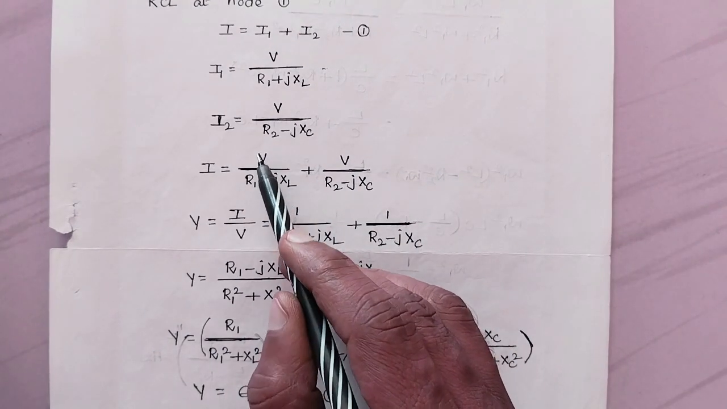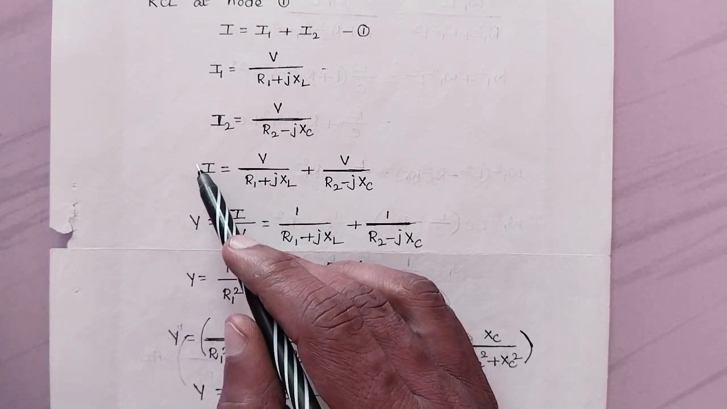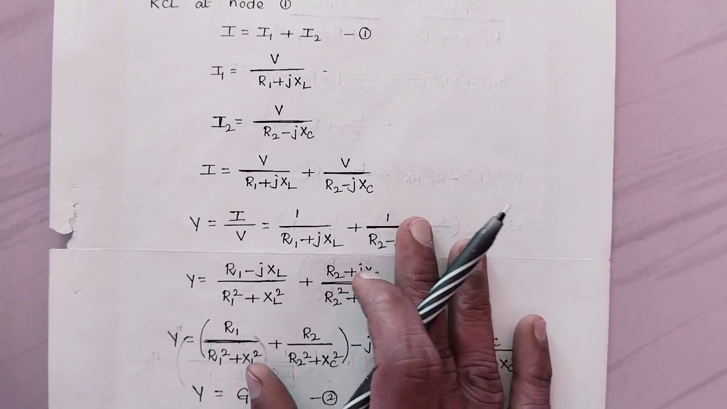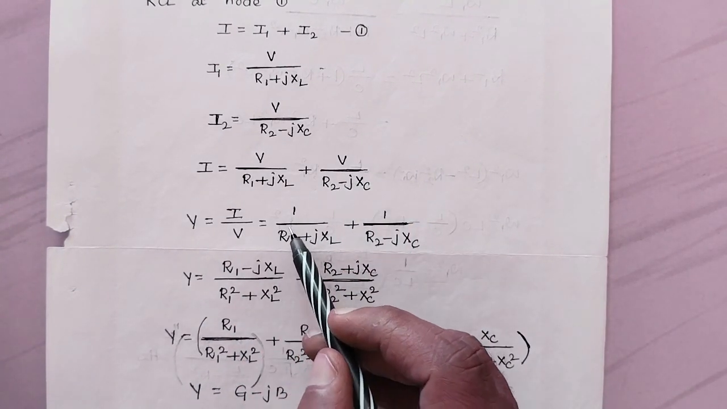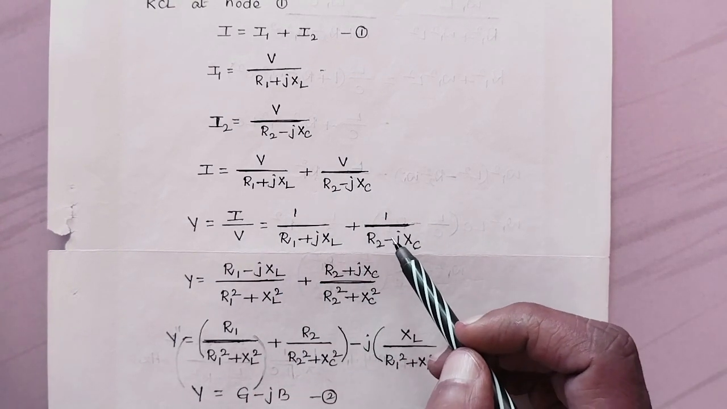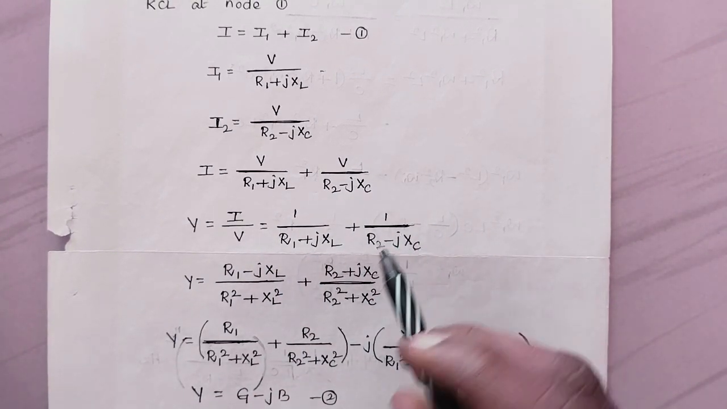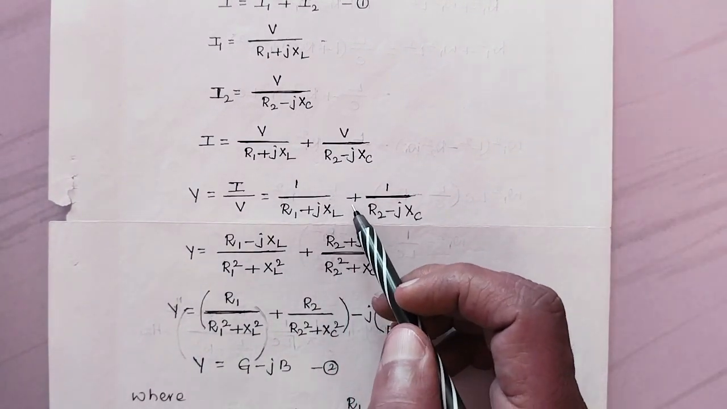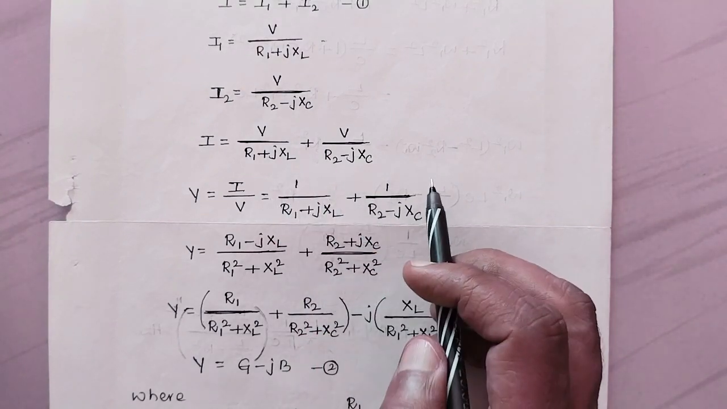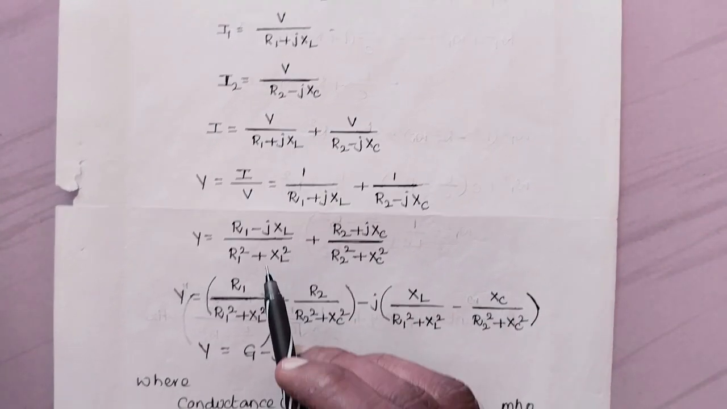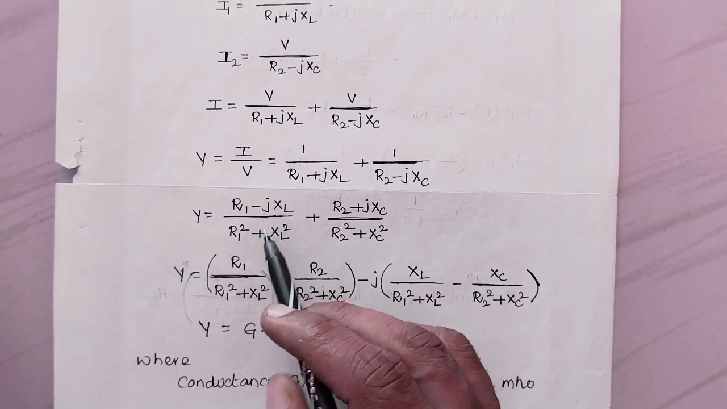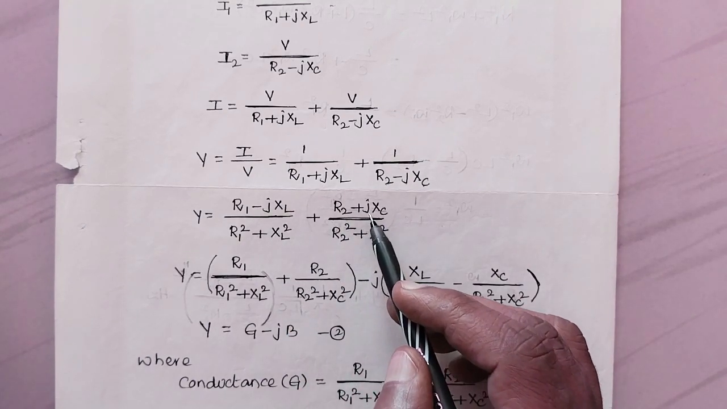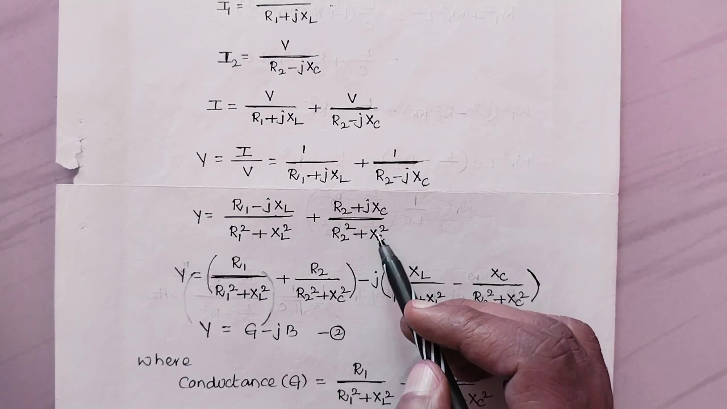Taking V as common and taking that V to the left hand side of the equation, we get a current to voltage ratio, which is admittance. So admittance Y equals I by V, which equals 1 by (R1 plus jXL) plus 1 by (R2 minus jXC). To separate real and imaginary terms, we rationalize each term. Altogether we get Y equals (R1 minus jXL) by (R1 square plus XL square) plus (R2 plus jXC) by (R2 square plus XC square).